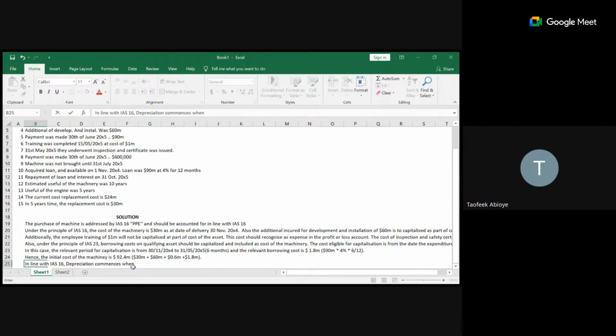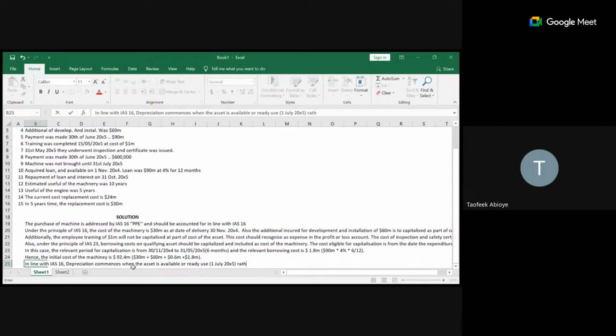So the depreciation commences when the asset is available for use. When it's available already for use. That is 1st of July. That's when it is available. 30th May 20x5.